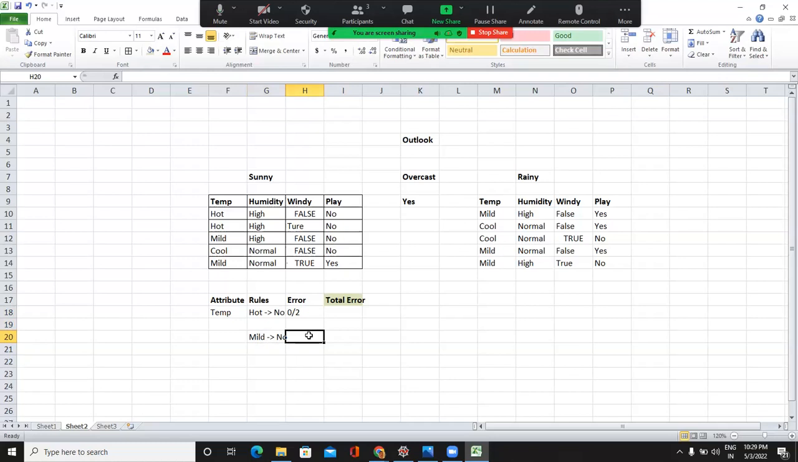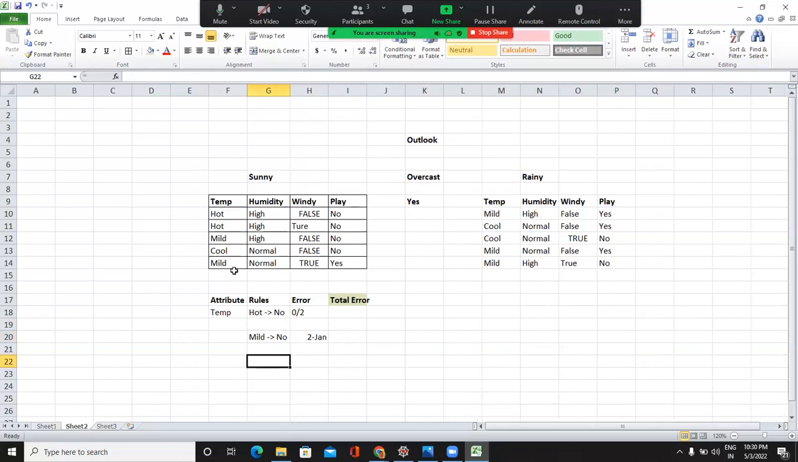So if we say mild as no, then we will be wrong once. So mild as yes is there once. So we will be wrong 1 out of 2 times. Then what are the other possibilities in temperature?